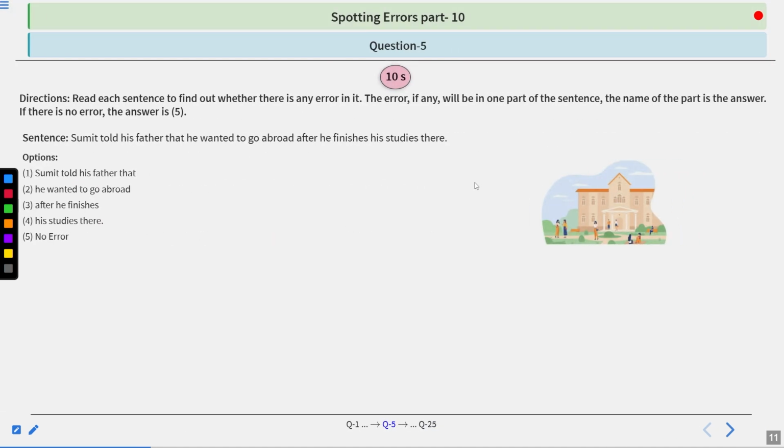Sumit told his father that he wanted to go abroad after he finishes his studies there. You have options below and you have 10 seconds to spot the error.